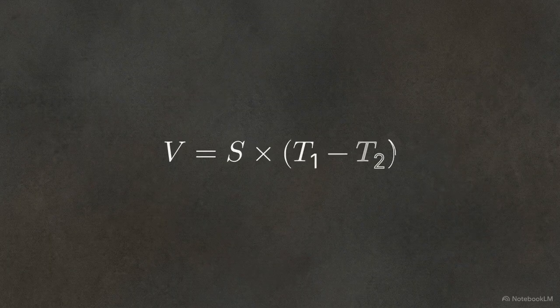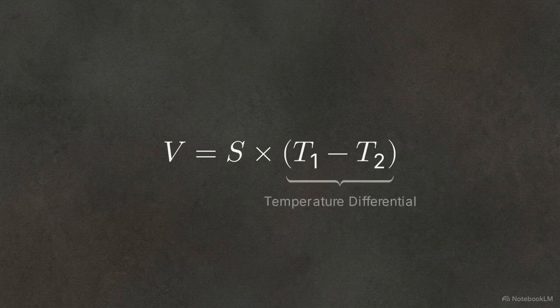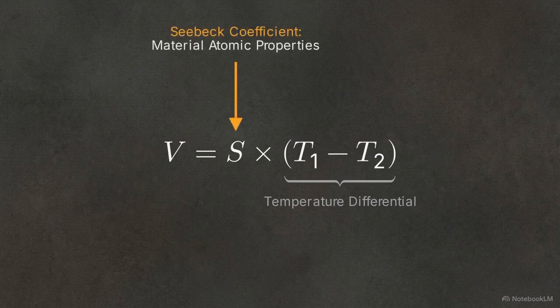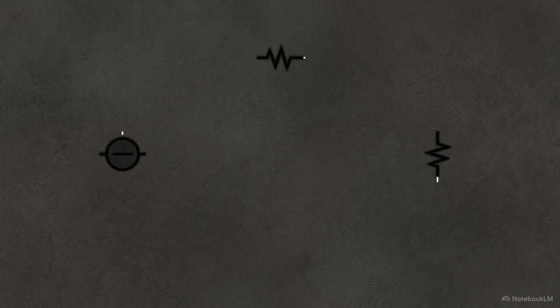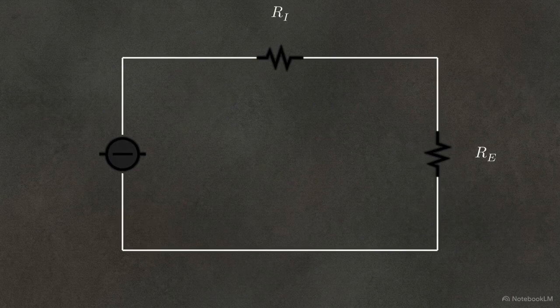To quantify the exact power we can extract from this system, we use the Seebeck voltage equation. The generated voltage is directly proportional to T1 minus T2, the temperature differential between the hot surface and the subgrade heatsink. That differential is multiplied by S, the Seebeck coefficient, which is strictly dictated by the atomic properties of the doped semiconductor material, like bismuth telluride. But voltage is just potential. To analyze true power extraction efficiency, we model the system as an electrical circuit containing the module's internal resistance and the external circuit resistance of the grid.